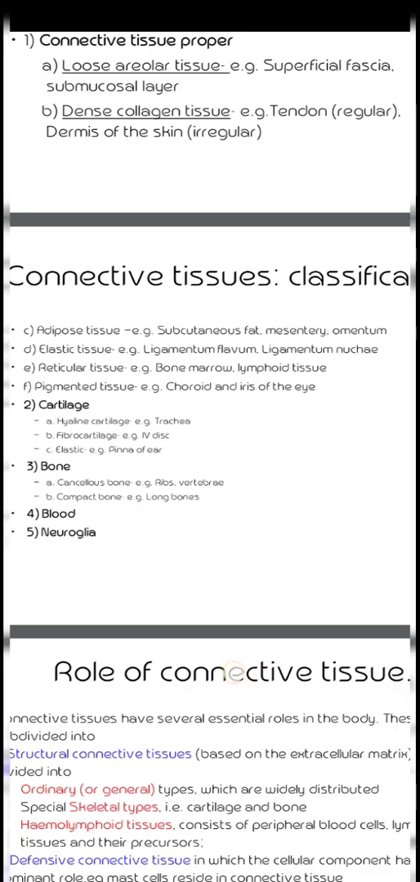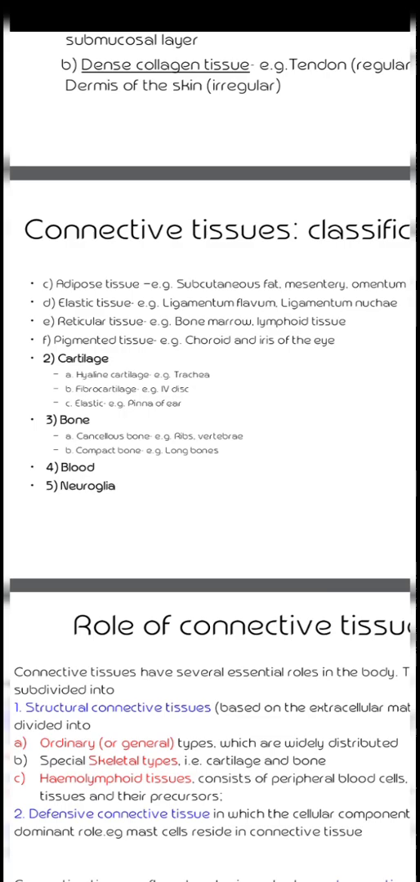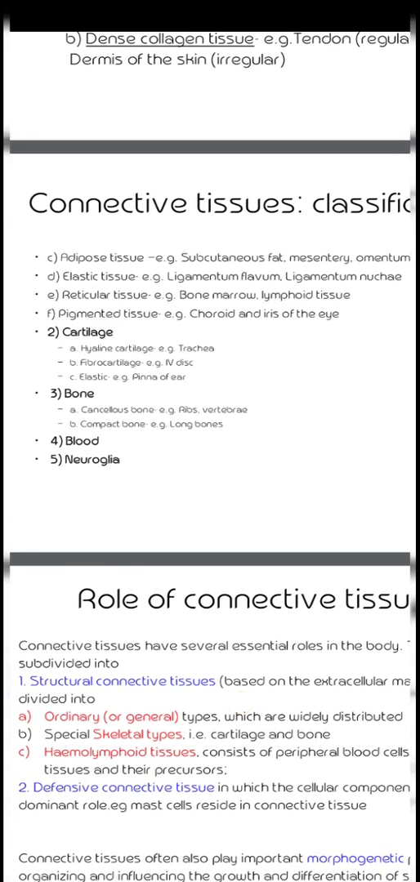Okay, so another type is elastic tissue. Elastic tissue is ligamentum flavum and ligamentum nuchae. I'll explain it in detail in the group later on along with the pictures. There is reticular tissue, that is bone marrow and lymphoid tissue that helps in production of different types of blood cells. And there is pigmented tissue such as choroid and iris of the eye that has special type of pigmentation in it, has different colors.